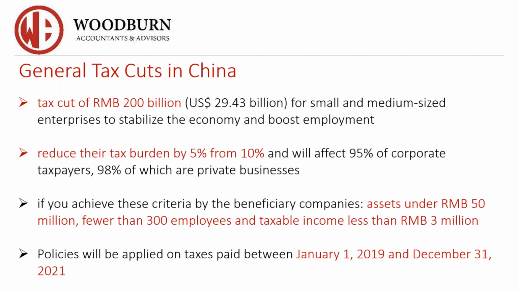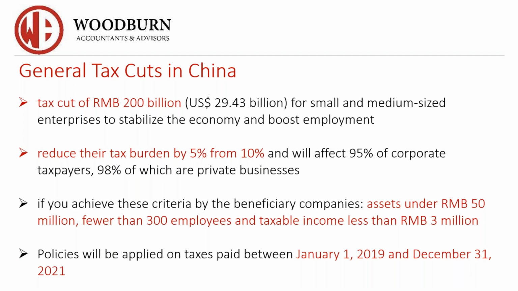And according to Chinese Premier Li Keqiang, various tax cuts and exemptions will only be implemented for small, medium-sized enterprises for a period of 3 years, starting from Jan 1, 2019, all the way to December 31, 2021. Now, ultimately, what these tax cuts mean from a company perspective is that small, medium-sized companies will be able to reduce their tax burdens by about 5% from 10%. And I have a table on the next slide that will actually highlight that.